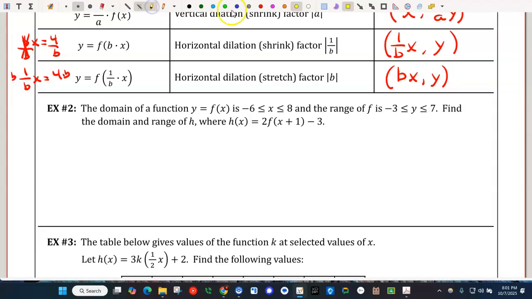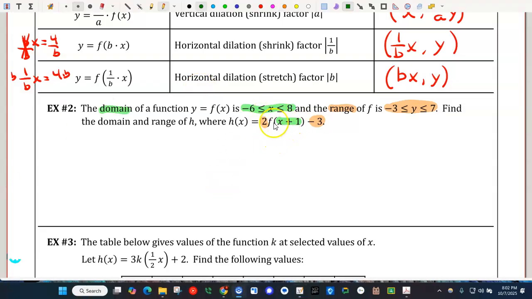So what we do is we say, the domain of the function is this, right? The domain is going to be affected by anything on the inside of the function, the parentheses. So this right here, the x plus 1 on the inside of the parentheses, is going to be changing the domain. Anything on the outside of the parentheses, this 2 and this minus 3, is going to alter the range. So we have to know that because we need to do these carefully.